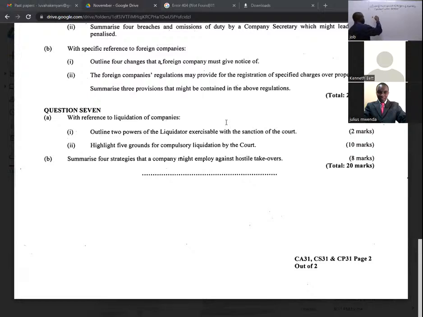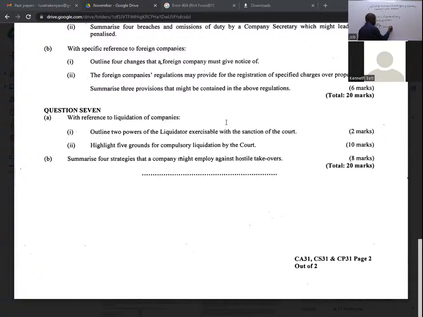So under corporate restructuring, we learned about what corporate restructuring is. We looked at the advantages or reasons for corporate restructuring. We also looked at the types of corporate restructuring. Under this one, the major ones we looked at were schemes of arrangements and compromises.